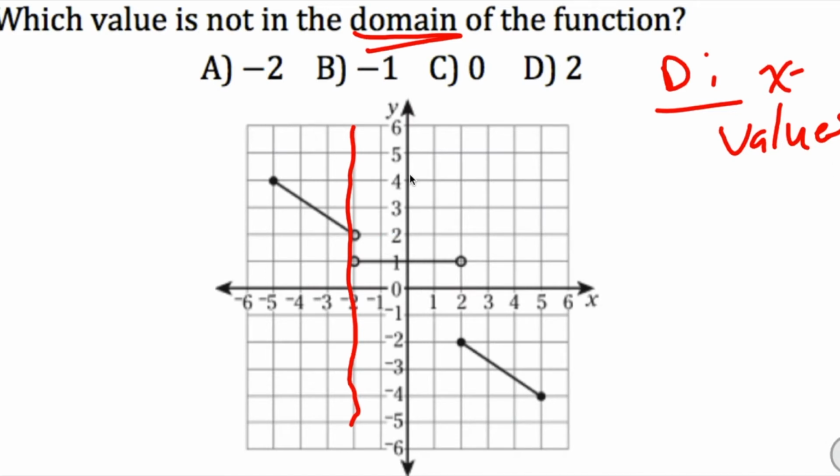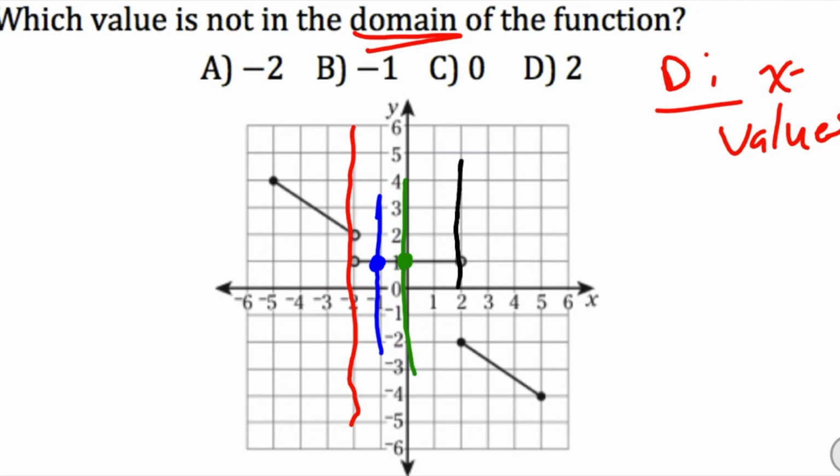B is -1, so if I look at -1 right here, does the graph hit that? And yeah, it hits it right there. Next one, 0. So right here is 0. Does the graph hit, do we have an x value that's defined here? And yes, we do, again, right here. And the last one is at 2 for the x value of 2.